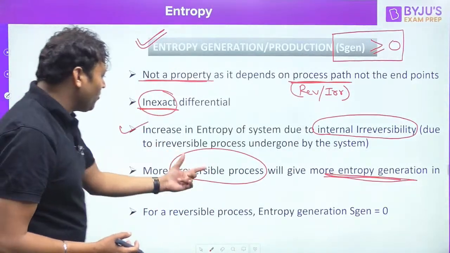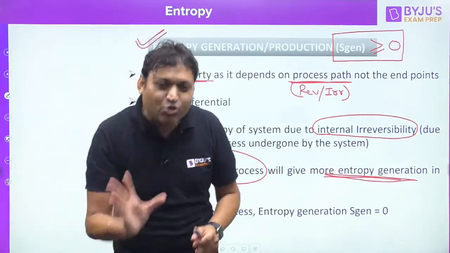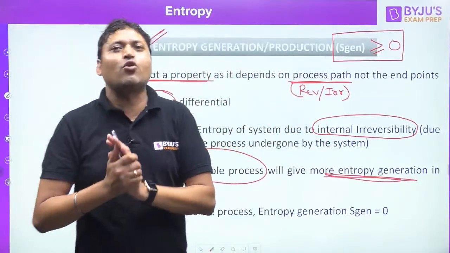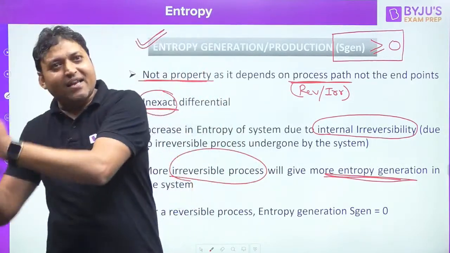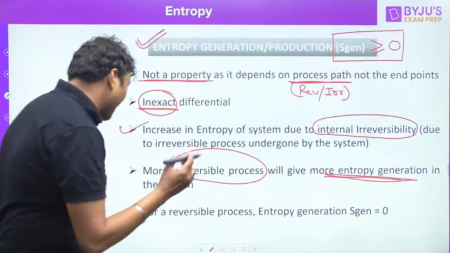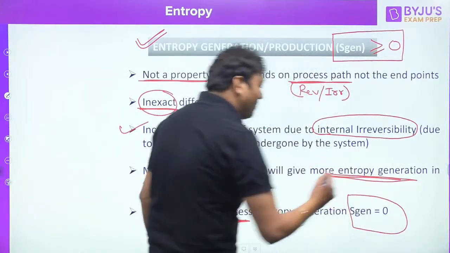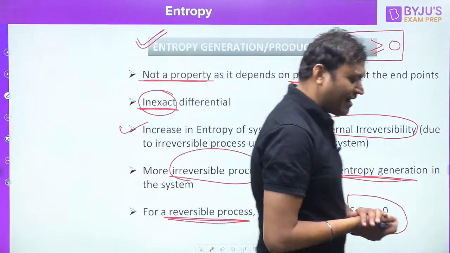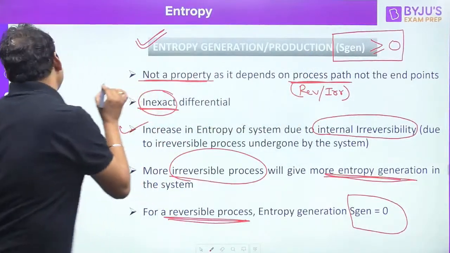So the more irreversible the process, the more entropy generation. By finding the entropy generation, we can actually calculate the irreversibilities associated with a particular process undergone by the system. So the quantity of entropy generation is directly related to the irreversibilities associated with the system. And if the process undergone by the system is reversible, then definitely entropy generation during that process will be 0. Is the point clear or not? That is why entropy generation can never be negative.